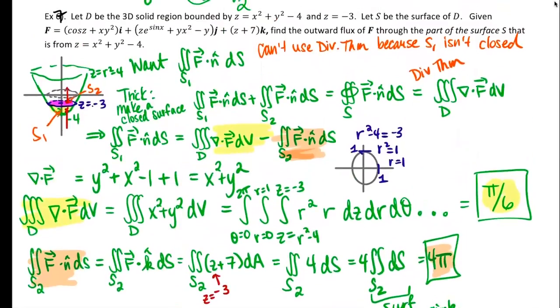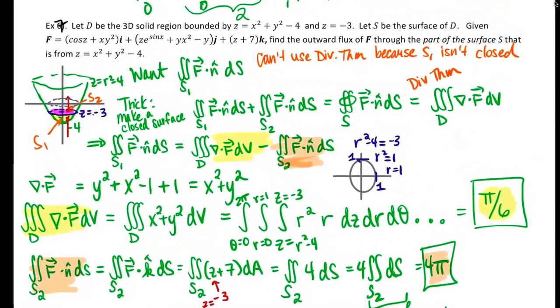Okay, so we can't use the divergence theorem because this region isn't closed, but we can make it closed. S1 is the surface where we're trying to find the flux, but we're going to also add S2. Then the total flux through S, which is the bowl and its lid, is applicable for using the divergence theorem because it's a closed region and the partial derivatives of my vector field are continuous inside that region.